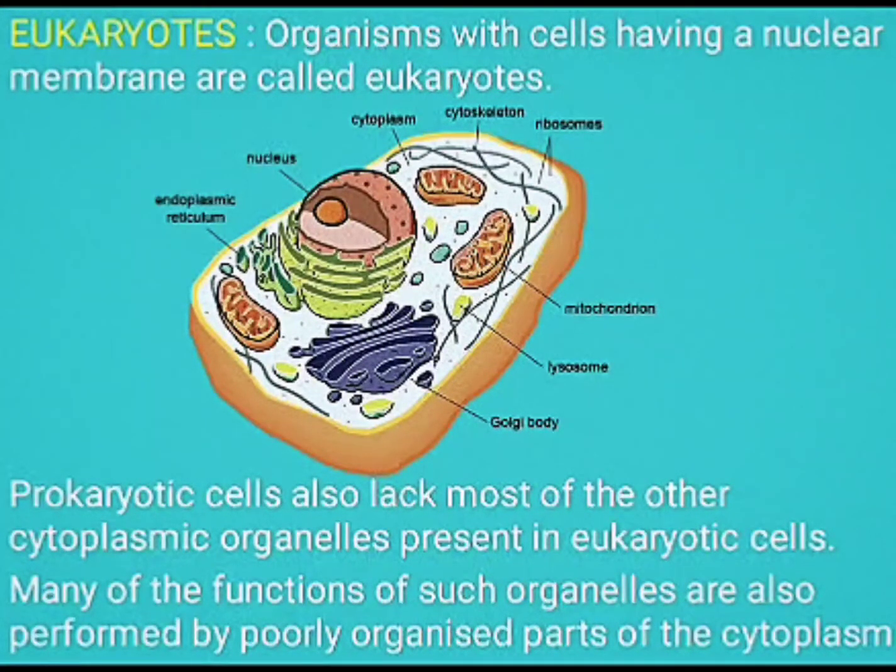Now, compared to eukaryotic cells, prokaryotic cells lack most of the other cytoplasmic organelles such as mitochondria, ribosomes, and Golgi apparatus, which are covered by a double membrane. Hence, we can say prokaryotic cells lack double membrane organelles. Many of the functions of such organelles are also performed by poorly organized parts of the cytoplasm.